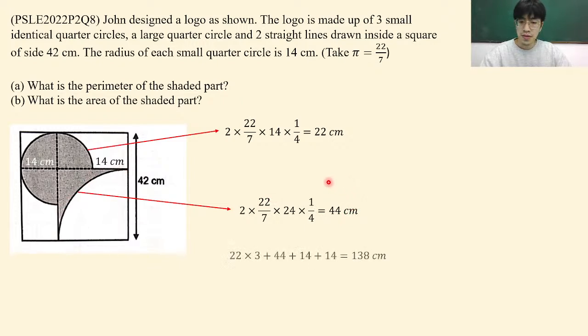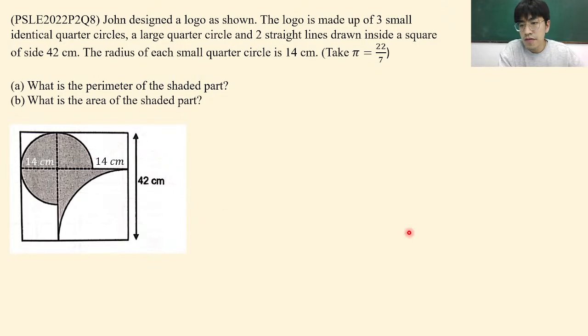So in total, the perimeter of this shaded part is 22 times 3 because we have 3 quarter circles, plus 44, which is this arc over here, plus, don't forget, this straight line over here, 14, and this straight line over here, 14, to get 138 centimeters. So that solved the first problem.